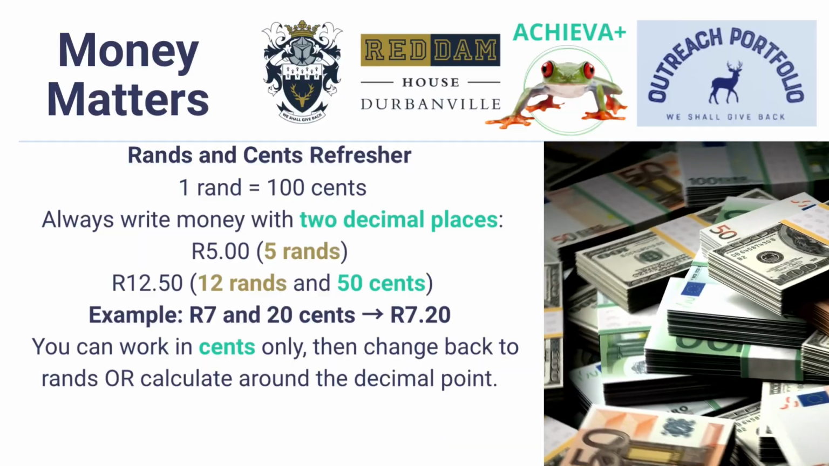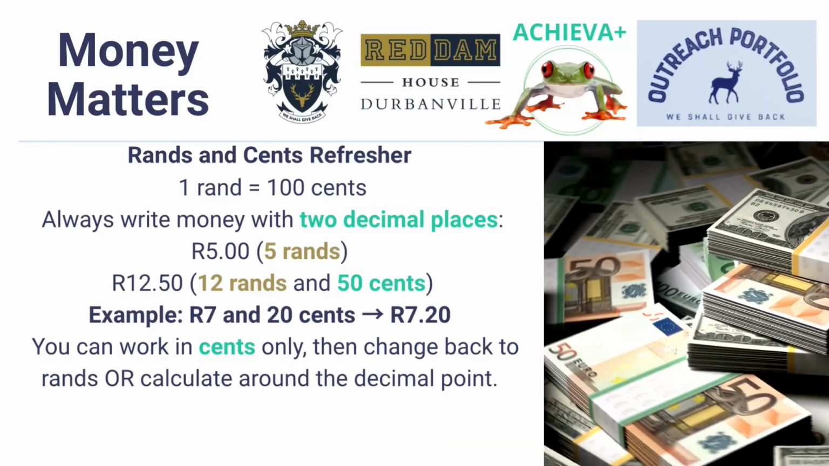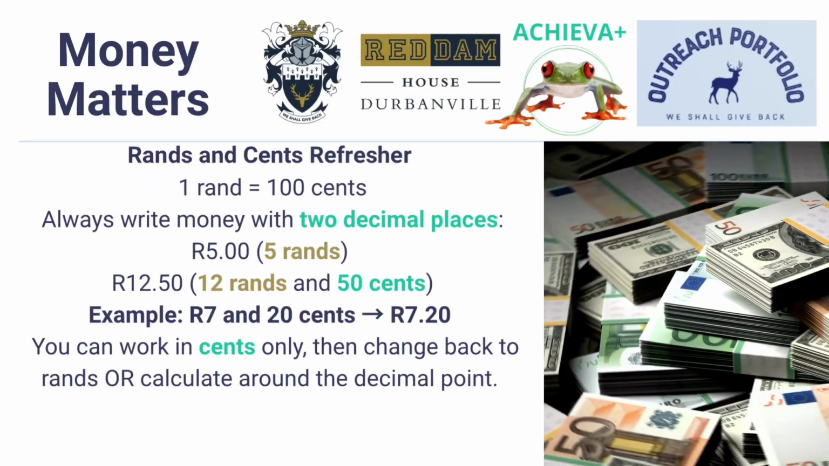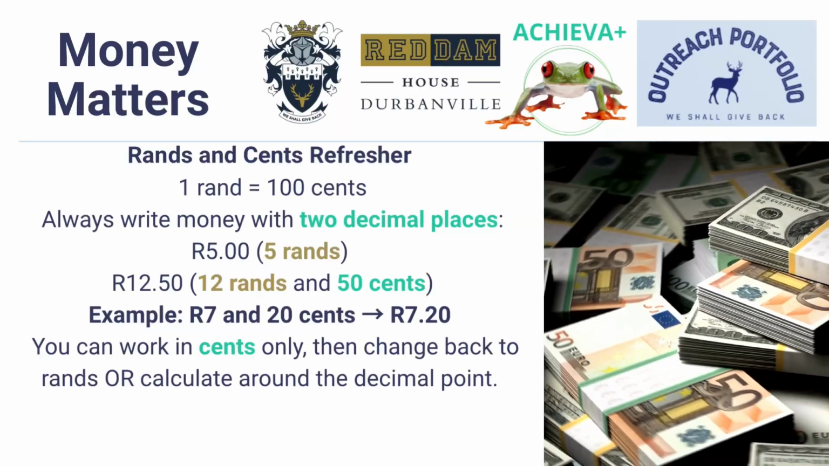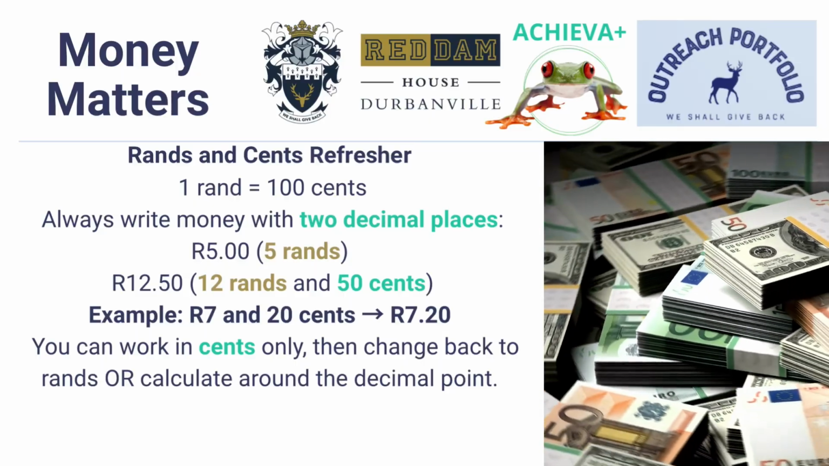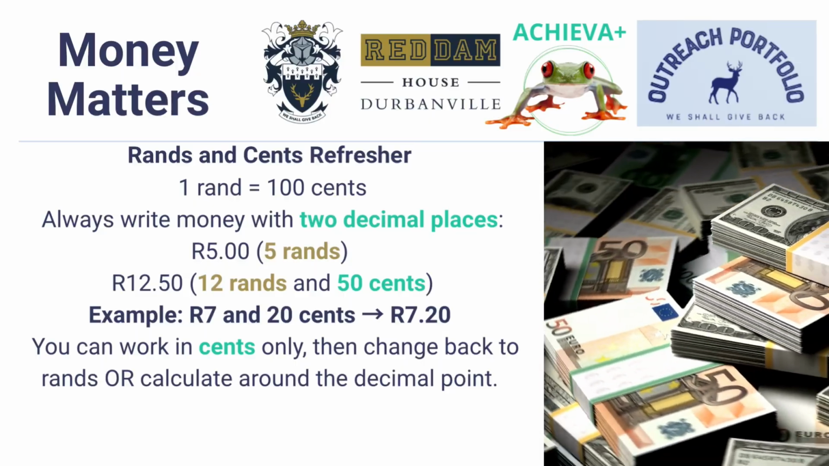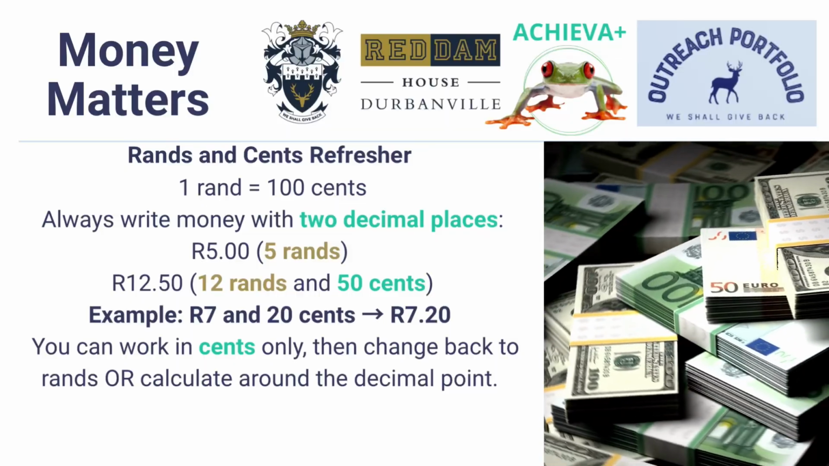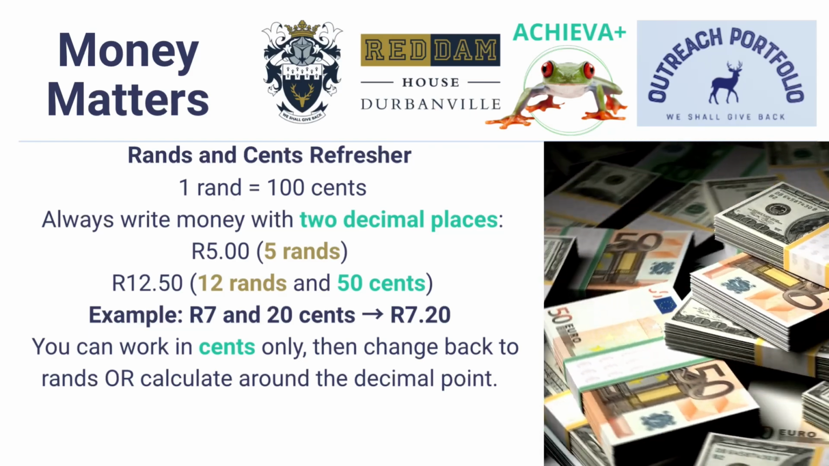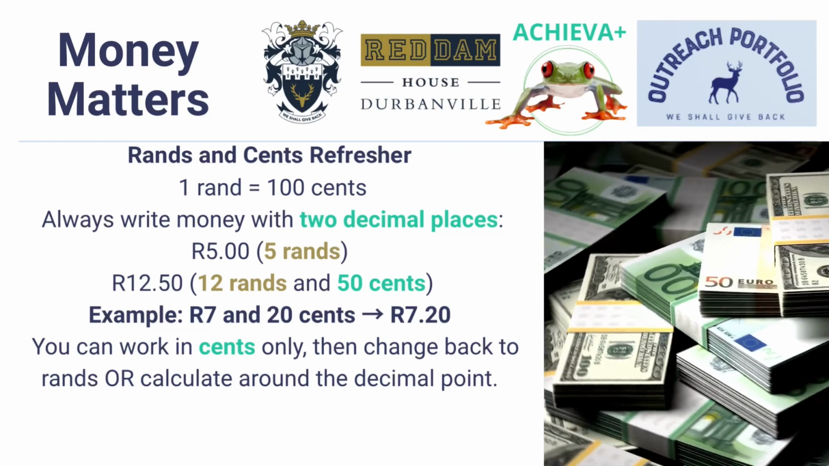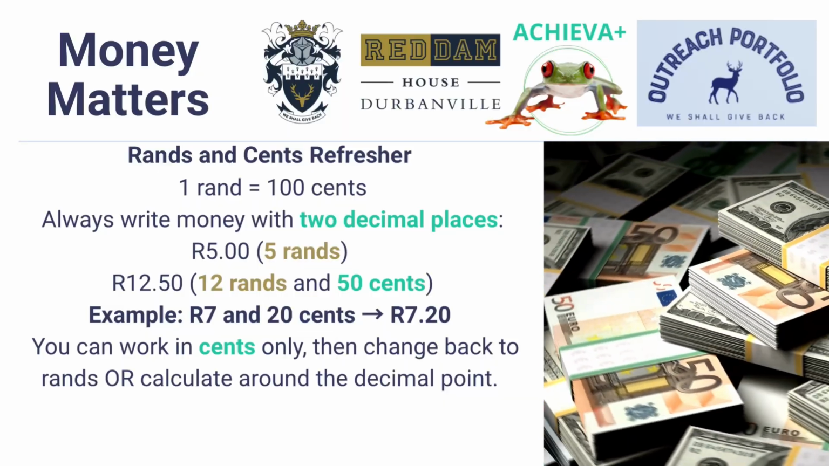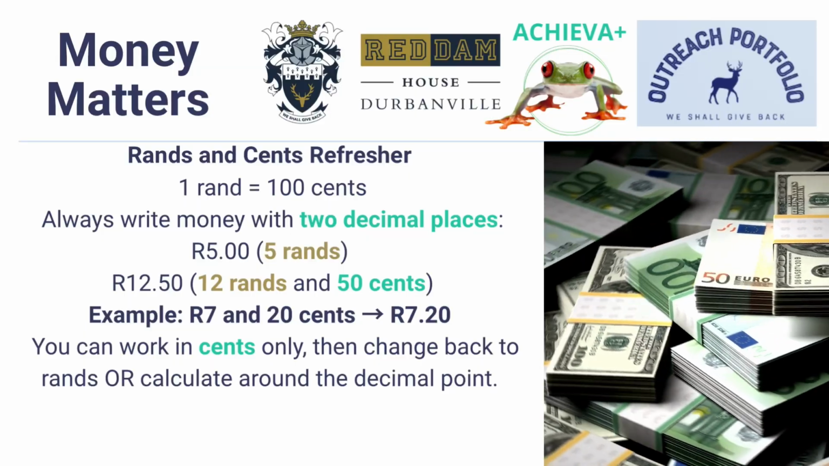Here is a refresher about rands and cents. 1 rand is equal to 100 cents. Always write money with 2 decimal places. So when you write 5 rand, write 5.00. 12 rand 50 is 12 rands and 50 cents, and you write it 12.50. For example, 7 rand and 20 cents is written rand 7.20. You can work in cents only, then change back to rands or calculate around the decimal point.